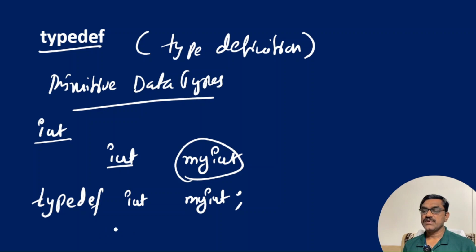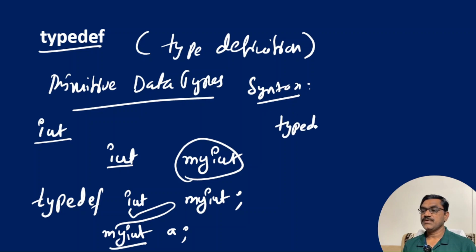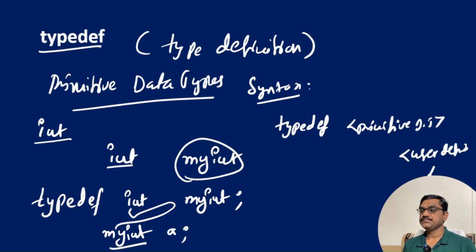Now, in the next statement, whenever we want to declare a variable of type integer, for example, we want to declare a is of type int, but don't write int, you can write directly myint. So it is the new name, but its internal meaning is int. So this is the way of using the typedef statement. The syntax for the typedef statement is: you write first typedef, and here you mention any primitive data type. After that, you give some space, and here you mention the user defined type. This is the use of the typedef statement.